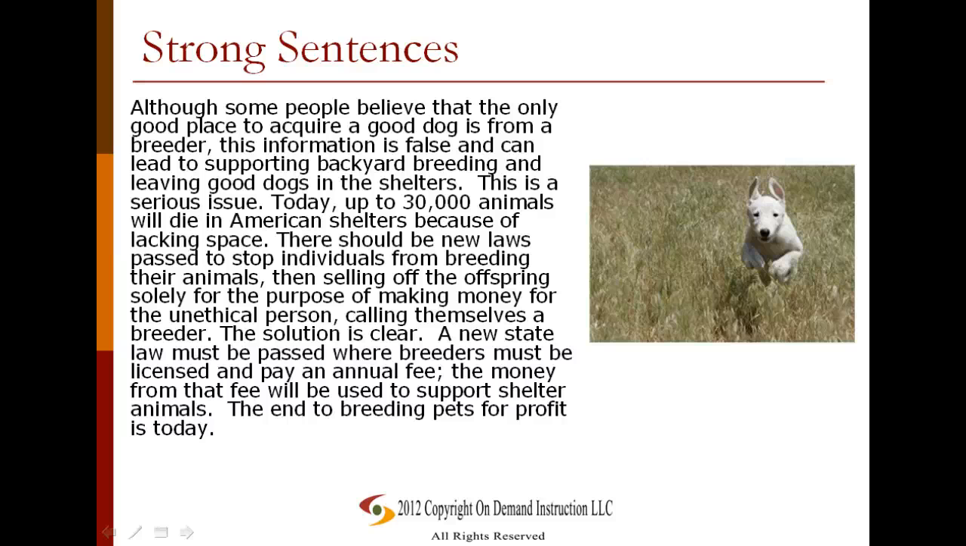And then afterwards, with today up to 30,000 animals, we have a medium sentence that's then followed by a long sentence. There should be new laws passed to stop individuals and so forth. And then again, we have a very short sentence. The solution is clear. That's a really powerful sentence. When you combine your sentences in this way, you're putting a different level of power, a different level of strength onto your sentences.